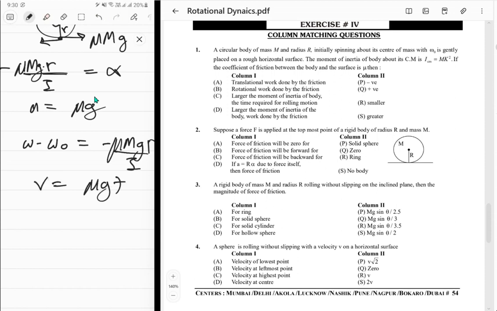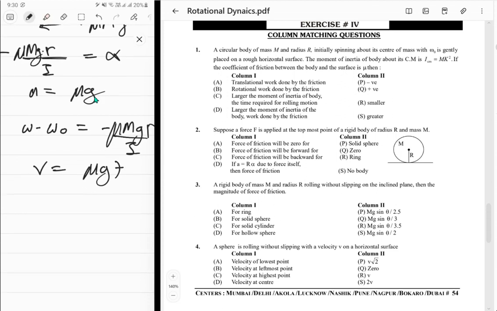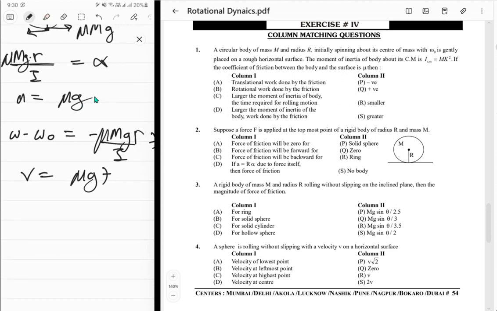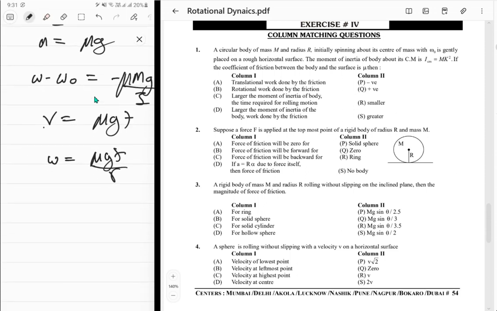And now what we want to figure out is when you will have pure rolling. At what t value will you get pure rolling, and at that t value, what is your velocity? Pure rolling will happen whenever v becomes equal to omega r. So you can put omega as mu g t upon r over there. Just putting that in, you get the value of t, and from there you can get v and everything.